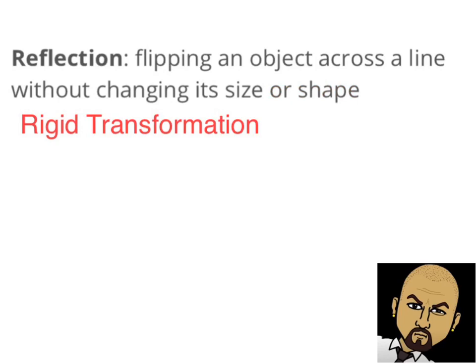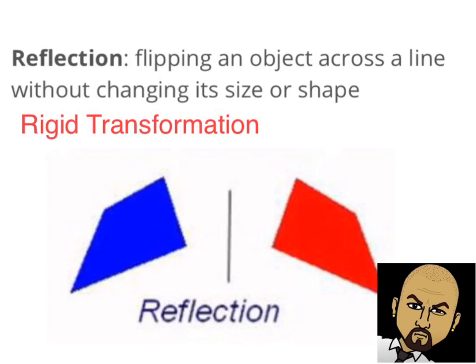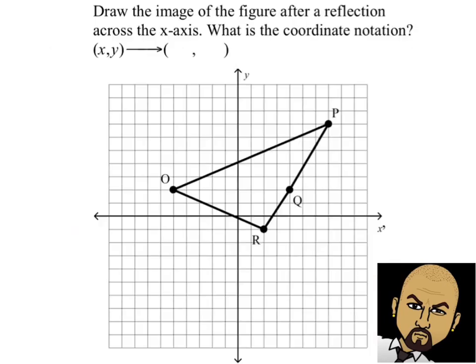Today, we're going to talk about reflection. That's when you flip an object across a line without changing its size or shape, and that's a rigid transformation. In the old days, they would call it a flip. The type we're going to be doing is flipping either across the x-axis or the y-axis. Here you can see the vertical axis, which is the y-axis, and the blue shape is being flipped across. The y-axis is kind of acting like a mirror, so it's reflecting across the y-axis.